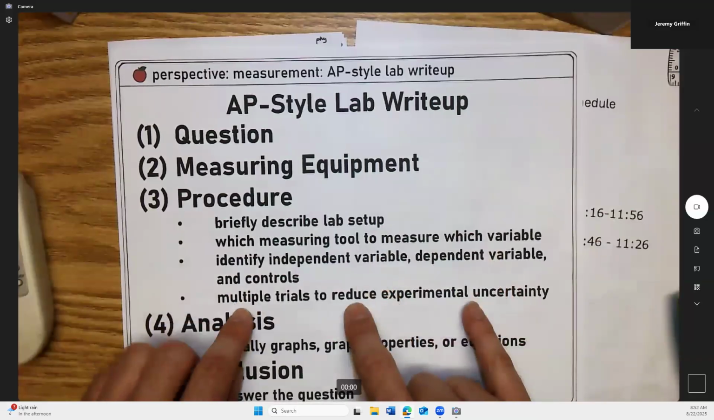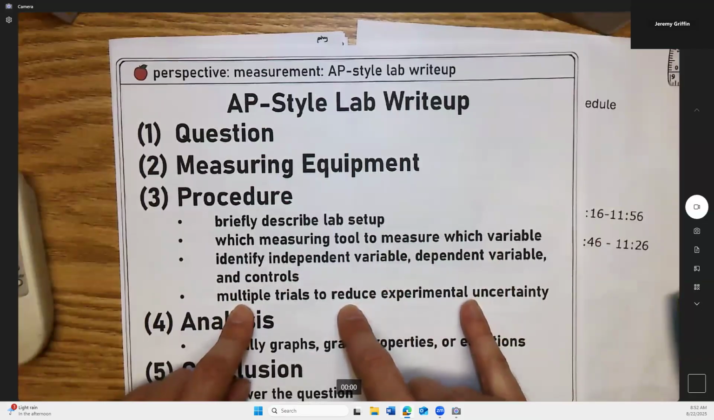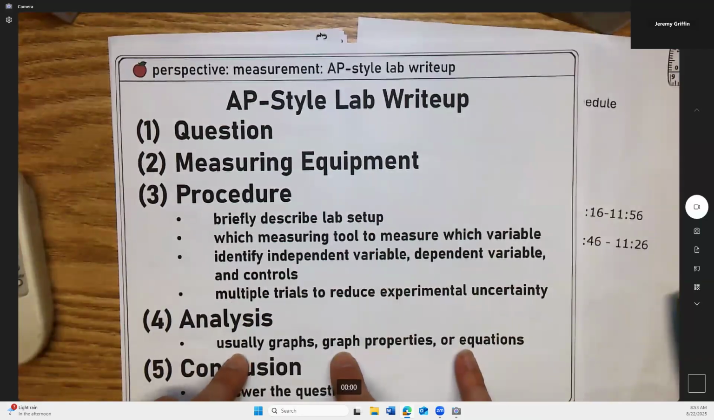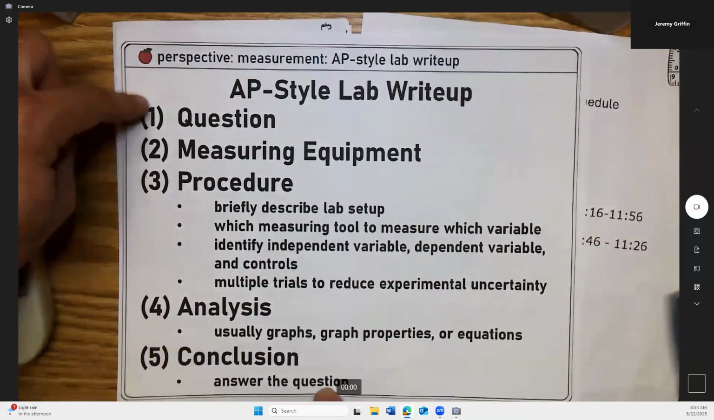And then always mention this though. Always mention, oh, I did multiple trials to reduce experimental uncertainty. So I did 3 trials and an average, 3 and an average, 3 and an average. Analysis is going to be the graphs. So you guys are drawing the graphs right now. And conclusion, make sure you answer the question that you started with.